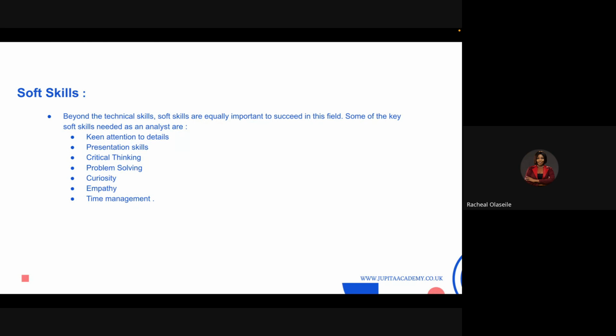And then manage your time as well, because a lot of people can be on your neck at the same time. So you just need to be able to know your priorities. You should be able to prioritize, manage your time and manage people as well. These skills are very, very important for you to succeed as a data analyst.